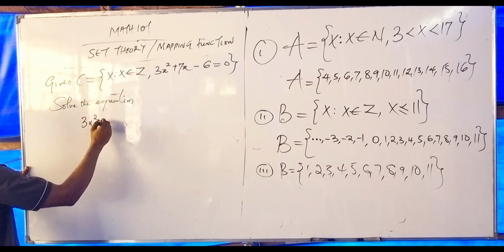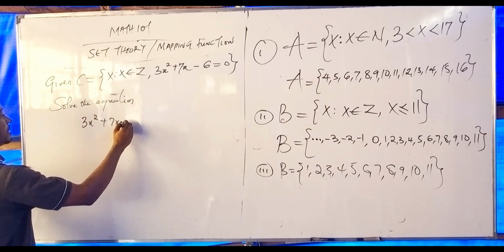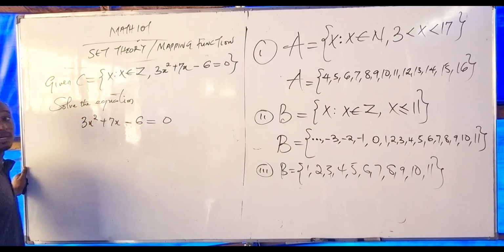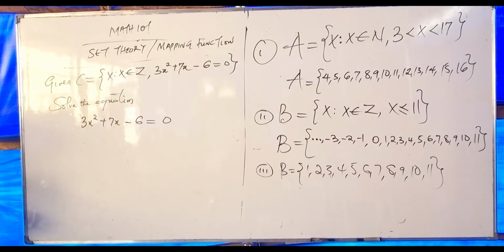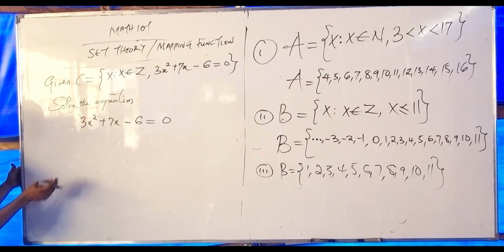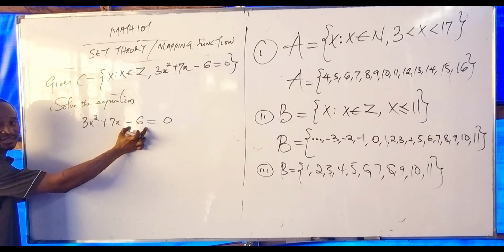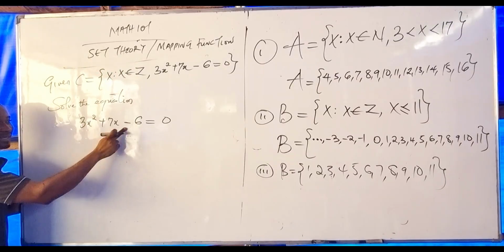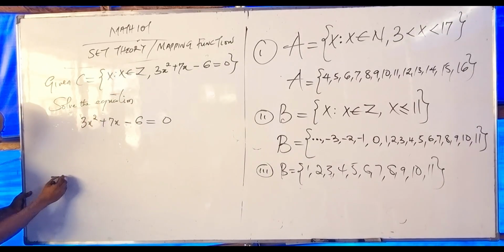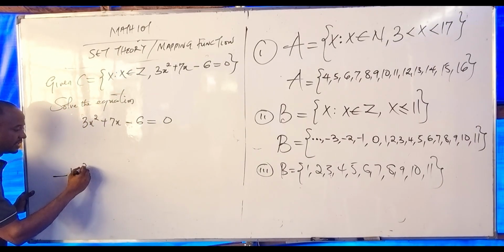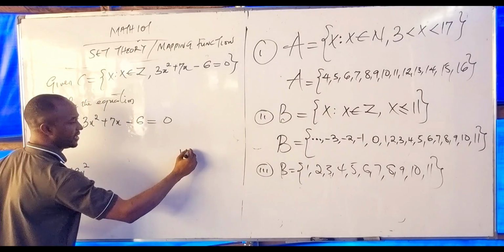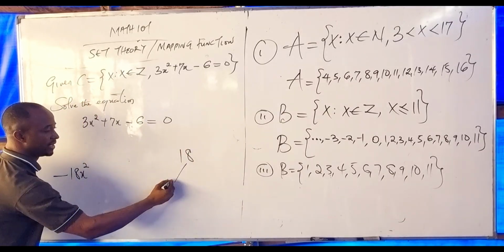We have 3x squared plus 7x minus 6 equals 0. Let's perform that magic again. Now watch. What do we do? Multiply 3x squared, the first term, with the last term. 3x squared times minus 6 is minus 18x squared. If I have 18, can 2 go in 18?